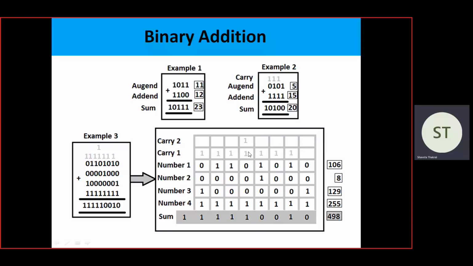So in this column or in this bit position we see how many ones are there? 3 ones.